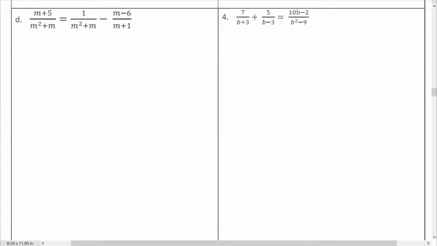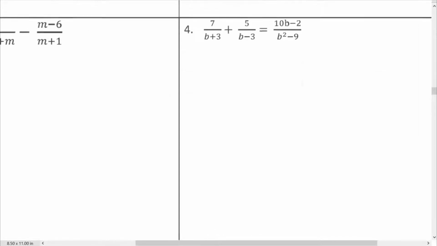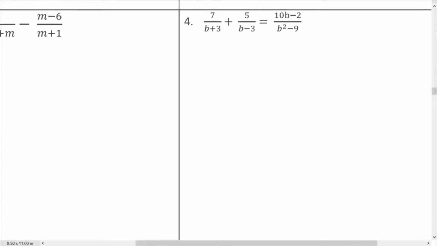My very first step will again be to factor all the denominators, just like I did for adding and subtracting. b plus 3 is fine, b minus 3 is fine. Let me zoom in here just so I can see it a bit better. And then b squared minus 9 can be factored. That's the difference of squares. So I get b, and 9 is 3 times 3, and I get a plus and a minus.